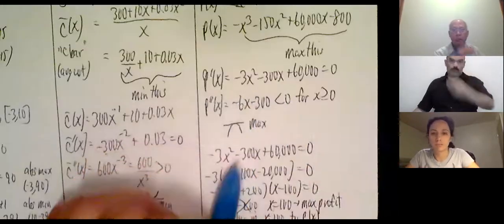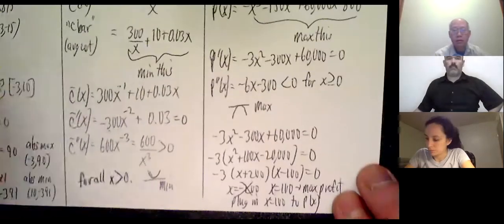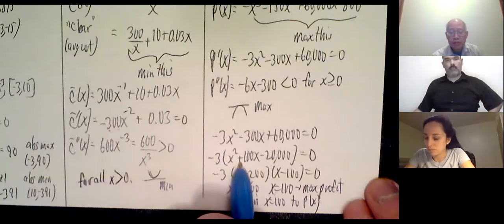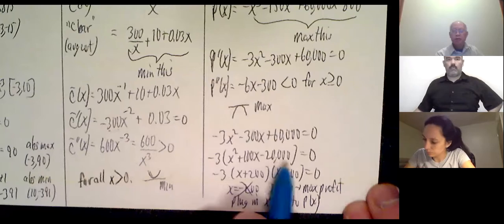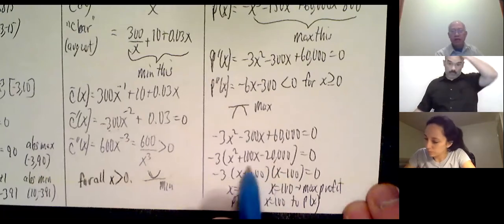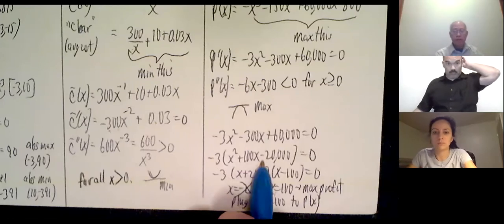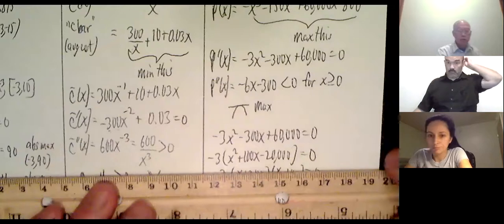So set that equal to 0 and factor out a -3. So -3 times (x squared plus 100x minus 20,000) equals 0. You might look at that and say that's a hard thing to factor. You could use the quadratic formula. I've already shown you the answer there, but pretend you didn't see it.